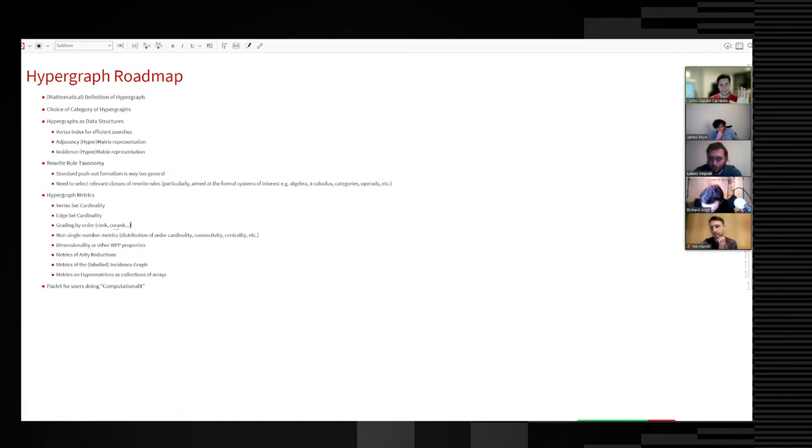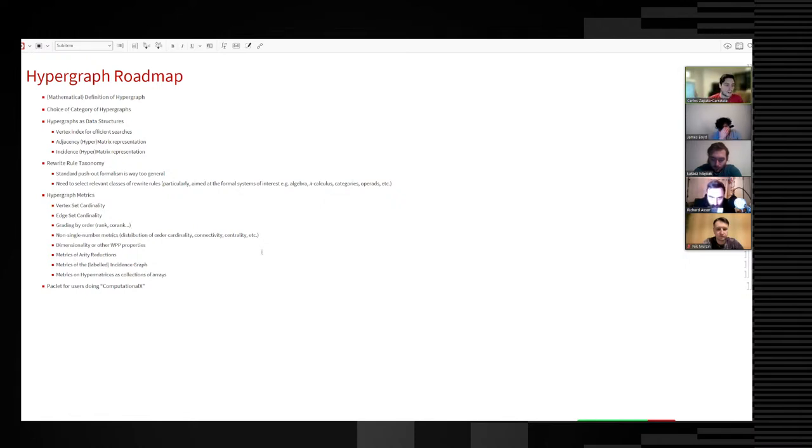And by the way, especially for viewers, if you want to have a picture of a hypergraph in mind, think simple undirected hypergraph. We're doing really the most basic instance of a hypergraph. And so then you go into more non-single number metrics, things that have to do with network theoretic considerations, like distributions of cardinality of order, a bit like the grading, connectivity, centrality, all these kinds of network theoretic concepts.